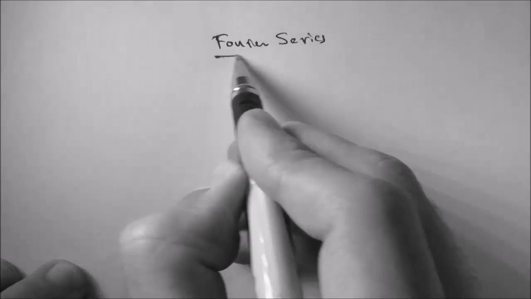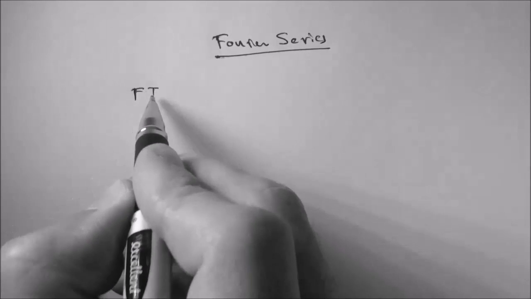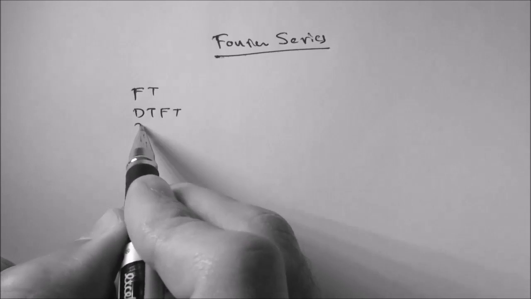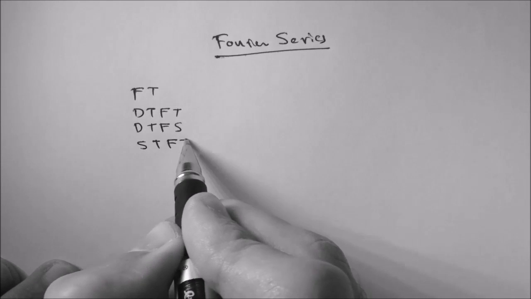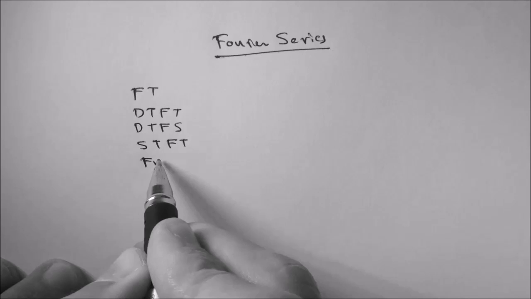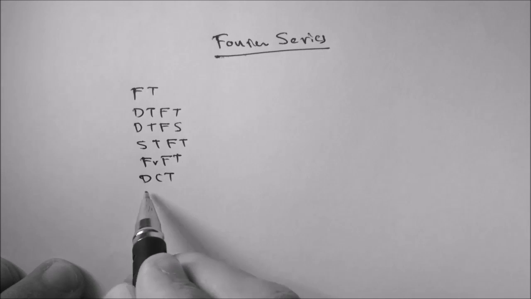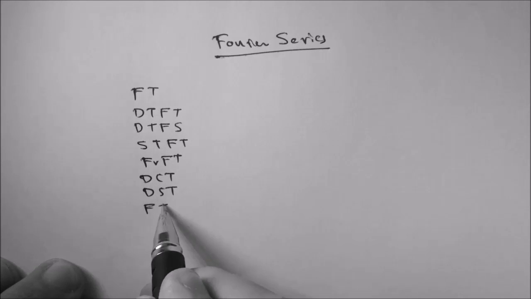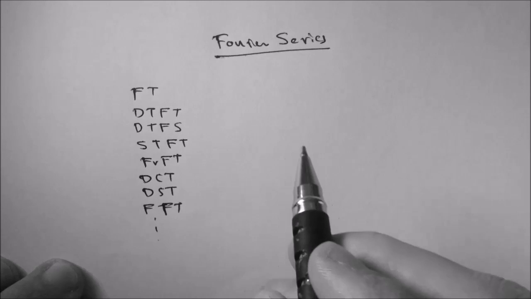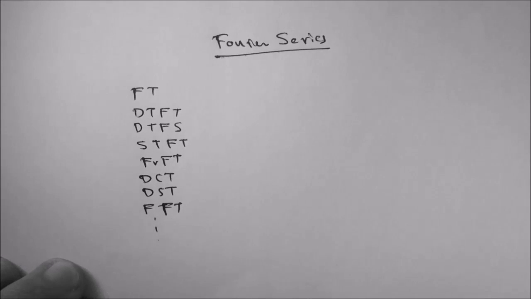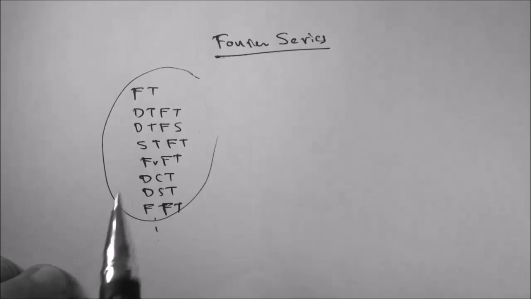Now the Fourier series is the base for this very large family of transforms that include the Fourier transform, discrete time Fourier transform, discrete time Fourier series, short time Fourier transform, fractional Fourier transform, discrete cosine transform, discrete sine transform, fast Fourier transform, and so on. And it's even important for other Fourier-related transforms like the Hilbert transform, the Laplace transform, or the Mellin transform. We'll try to cover all of these in next episodes.